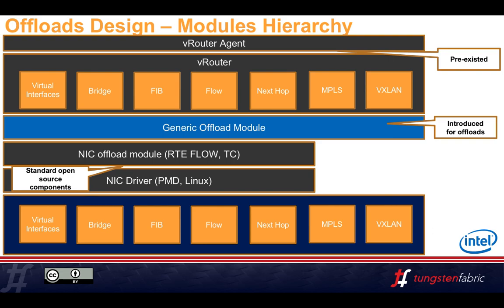Initially, for the full offloads, what we said is we're going to use the Linux TC, and we're going to have the Linux driver. And that will be the way of programming the NIC to run the full vRouter inside. So this is the contrast between the partial offloads and the full offloads.